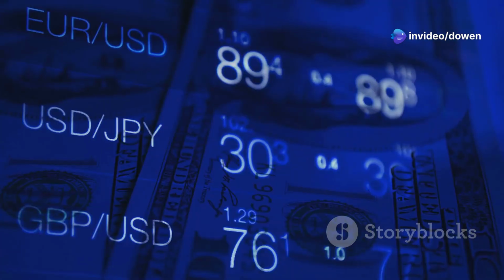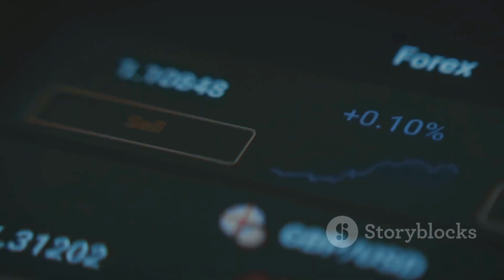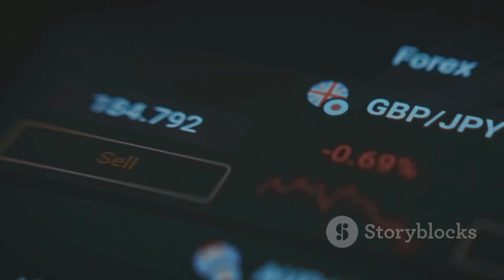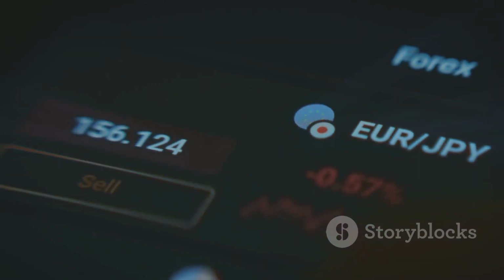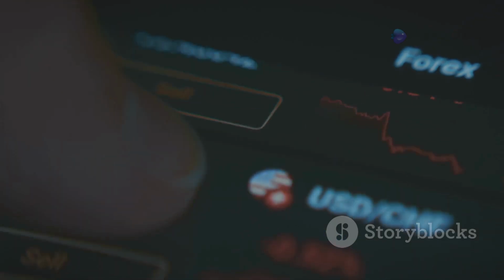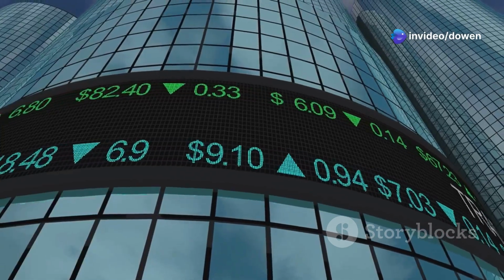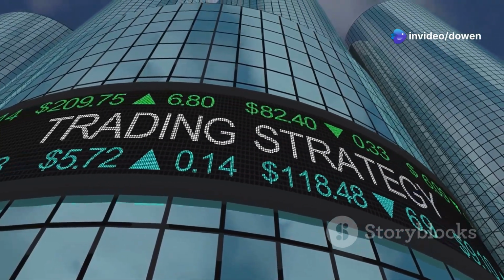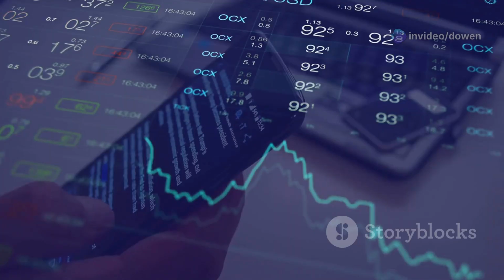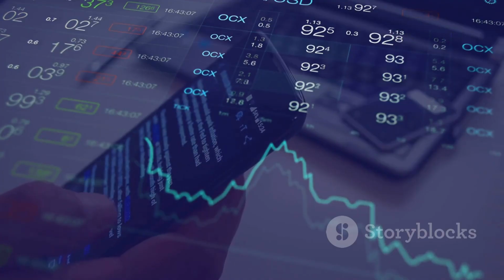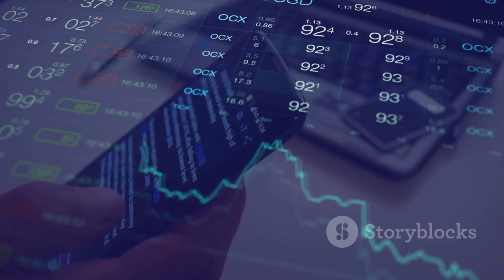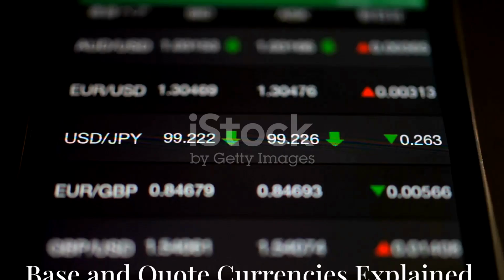One currency is pitched against the other. The price of the pair indicates how much of the second currency, the quote currency, is needed to purchase 1 unit of the first currency, the base currency. This simple structure forms the foundation for all Forex trading decisions. It's the language of the global currency market, a language you need to learn to speak fluently if you wish to participate.